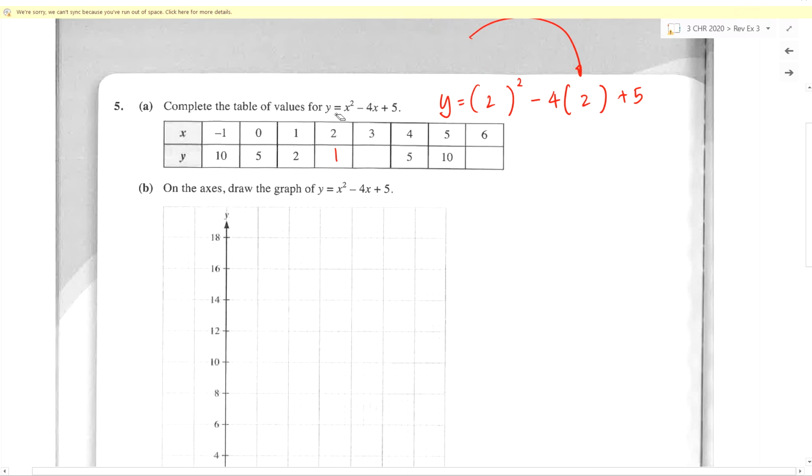Okay, now next. Instead of 2, we have 3. Put it inside. 3 squared is 9, plus 5, 14, minus 12. 14 minus 12 will give us 2, the final value.